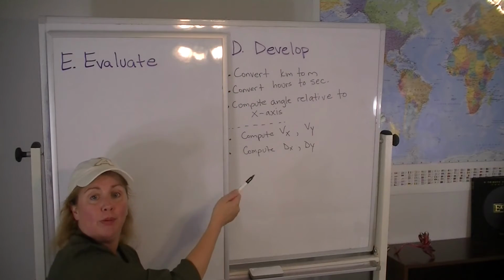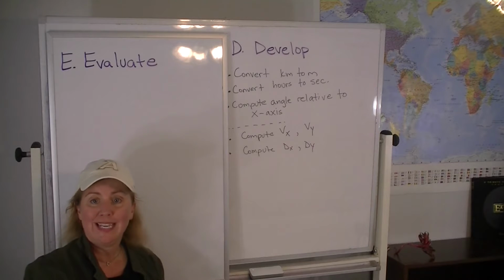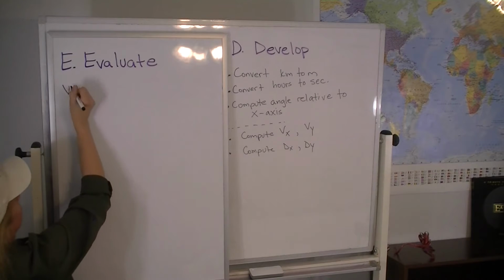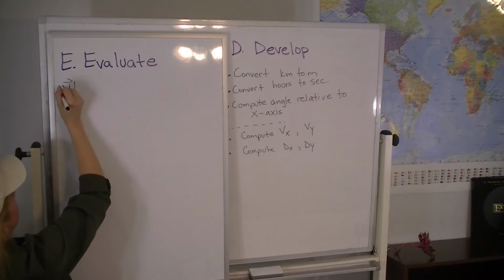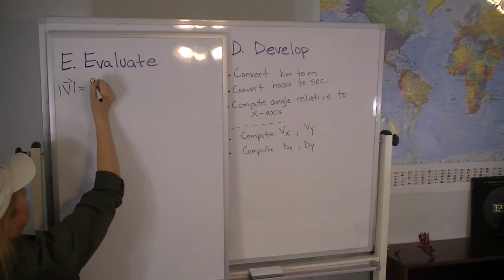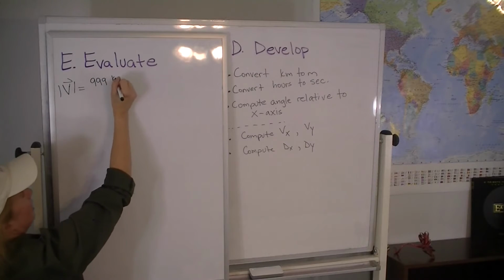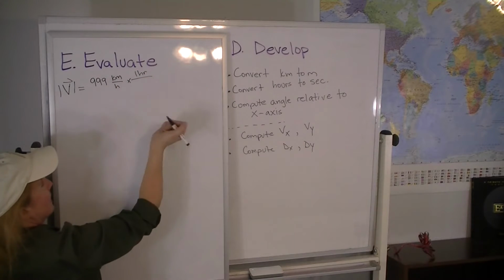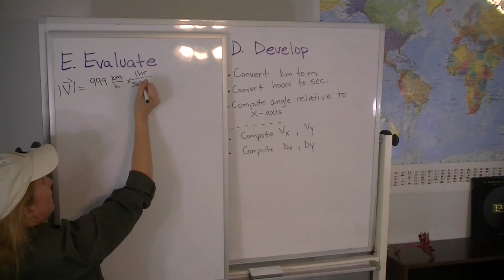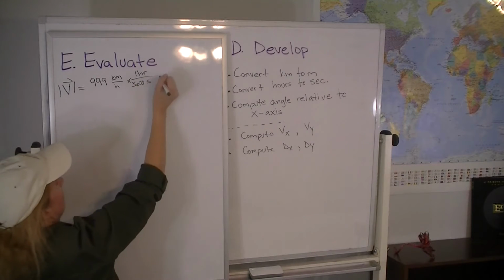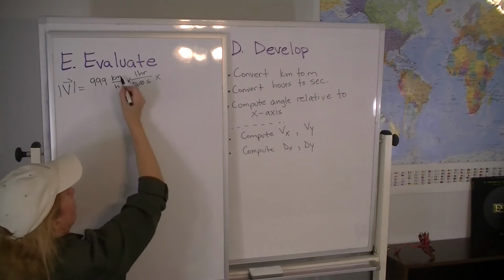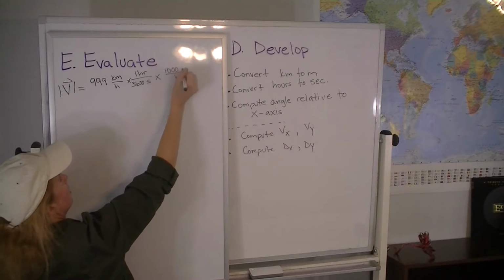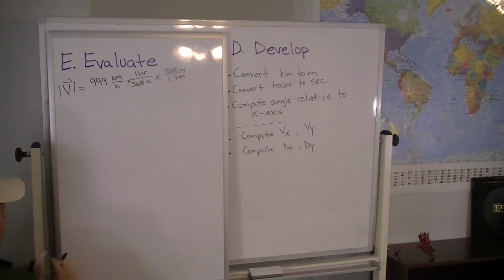Okay, now that we've made our plan, let's actually evaluate, or the E step of the problem solving format. First of all, we're going to convert our units into standard units. So we start with the magnitude of our velocity vector, 999 kilometers per hour, times, we want hours in the numerator to cancel out. We need seconds, so we know an hour is 3,600 seconds. And then we'll go ahead and take care of kilometers also. We need kilometers in the denominator, and we know there's 1,000 meters in a kilometer. All right, so now let's check.